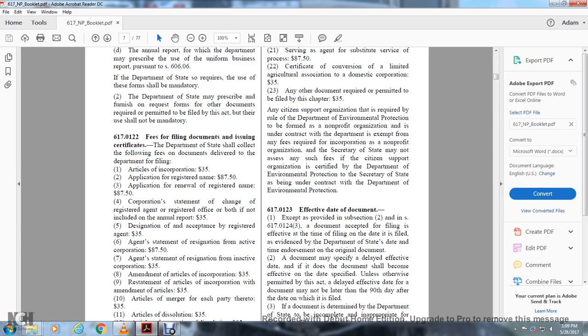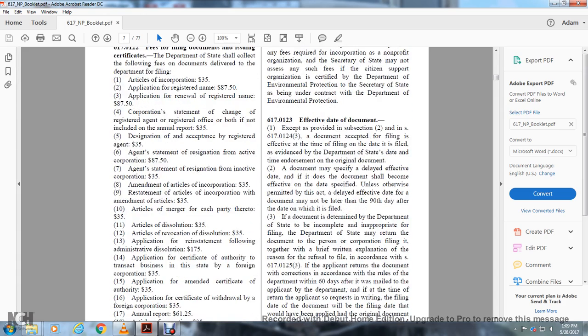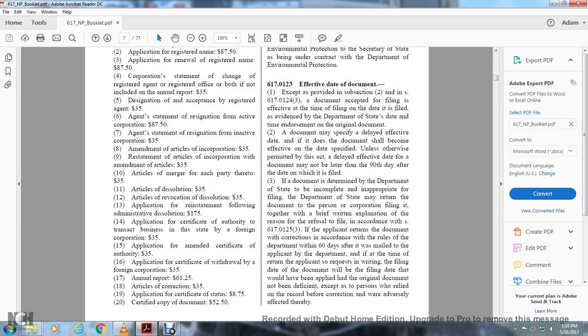Articles of amendment to the articles of incorporation, $35. Reinstatement with articles of amendment, $35. Articles of merger, $35 for each party thereto. Articles of dissolution, $35. Articles of revocation of dissolution, $35. Application for reinstatement following administrative dissolution, $175. Application for certificate of authority to transact business in this state for a foreign corporation, $35. Application for amended certificate of authority, $35. Application for certificate of withdrawal by a foreign corporation, $35. Annual report, $61.25. Articles of correction, $35.